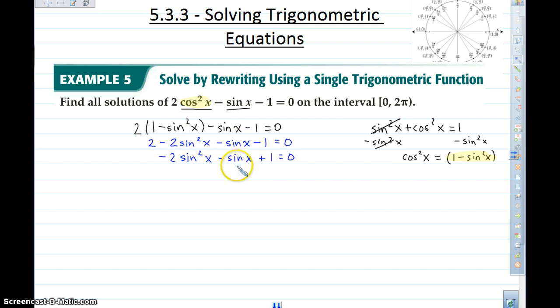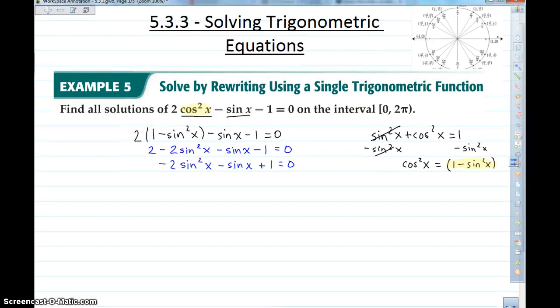And there's my trinomial. Unfortunately, I don't really like that I lead with a negative, so I'm going to multiply everything by a negative sign. So if I multiply the entire expression by a negative 1, as long as I do it to both sides, it should still be true. This is 2 sine squared x. This is going to change to a plus sine x. And this is going to change to a minus 1. Okay, and now this is a good factorable trinomial, one that we're used to.